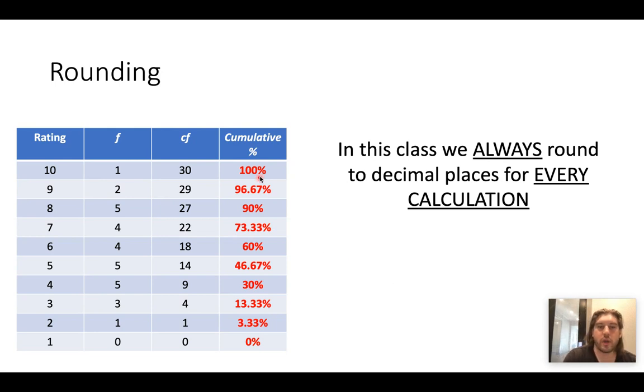It should always end at 100%, right? Because that last calculation is 30 divided by 30, which is 1, times 100, which is 100. So you should always end at 100%. If you do not end on exactly 100%, you have done something wrong. Okay, remember to round everything to 2 decimal points.